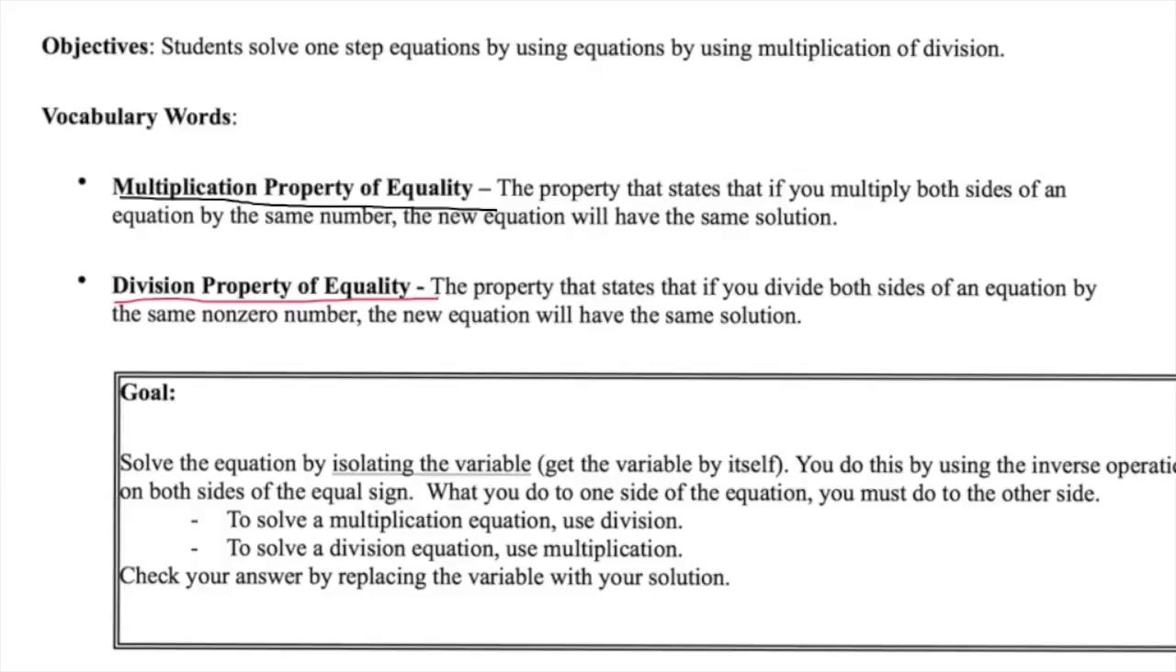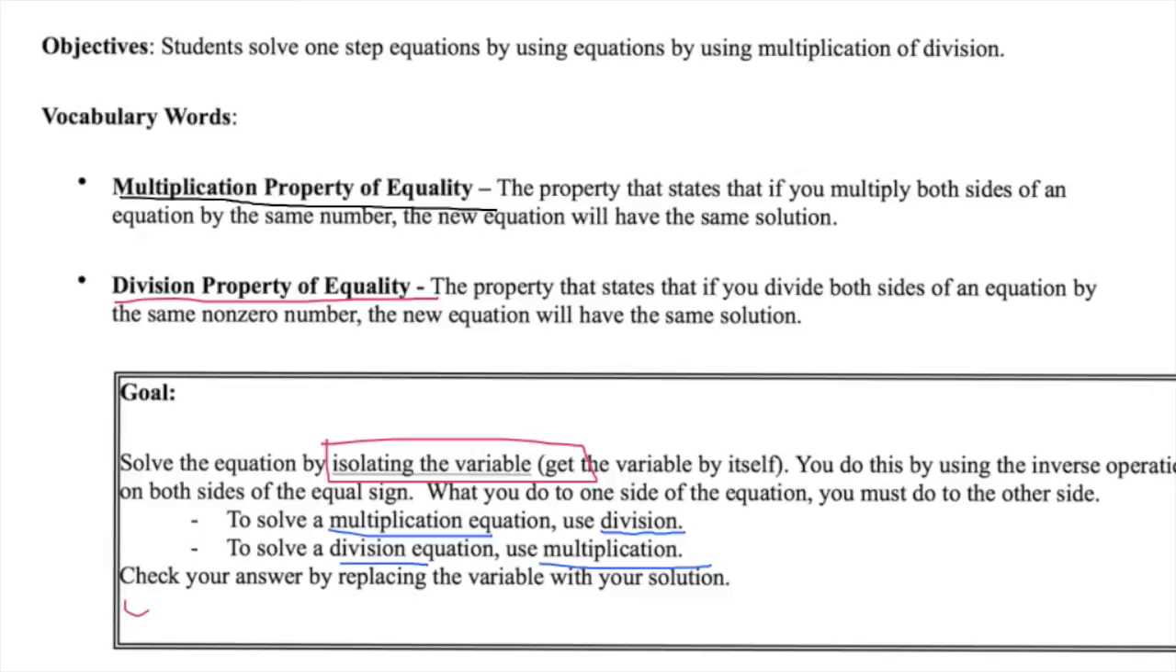Okay, just like our goal yesterday with solving addition and subtraction equations was to isolate the variable, we're going to isolate the variable again today. But to use the inverse operation, we need to think about what operation we're doing. If we're solving a multiplication equation, the inverse operation, or what operation undoes multiplication, would be division. And the same thing with division, the operation that undoes division is multiplication.